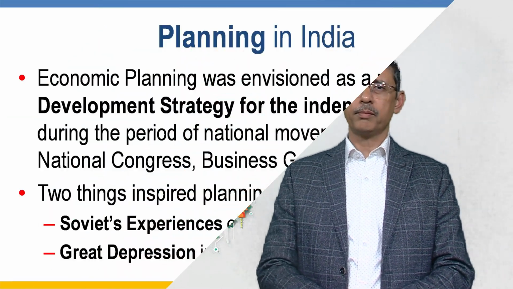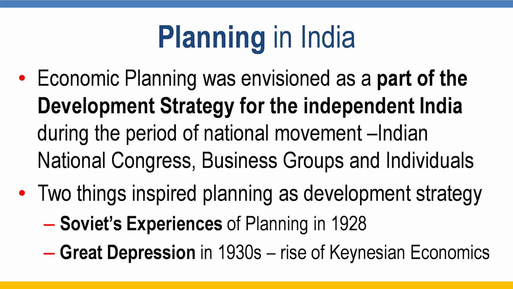Now let me come to the next part of this discussion, that is planning in India. Economic planning was envisioned as a part of the development strategy for independent India, and this was a part of the national movement of India also. In the national movement, the Indian National Congress, different business groups and individuals tried to visualize how India would look after independence. What will be the trajectory of development that India would like to pursue? In that discussion, economic planning was very much envisioned as an integral part of the development strategy, by the Congress, by different business groups, and also by individuals. So you have some elements of economic planning as a development strategy even before India got independence.